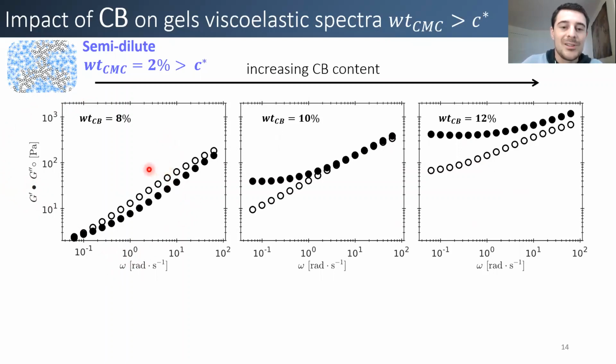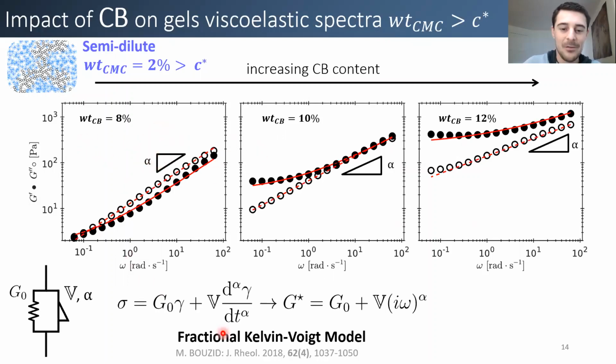But to do this quantitatively, we need a model that takes into account the power law dependence of the spectra. A model that works pretty well is a Kelvin-Voigt fractional model, which is basically a Kelvin-Voigt model in which we replace the dashpot by a springpot. The constitutive equation of a springpot is defined by this quasi-property V and fractional derivative here.